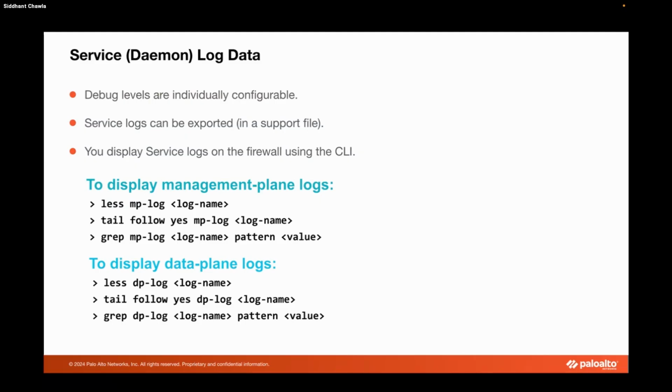Service log data or daemon log data. Debug levels are individually configurable. Service logs can be exported in a support file. You display service logs on the firewall using CLI. So whenever we talk about debug level, most of the logs are generally by default in info mode. Whenever you want to collect a debug of any of the service logs, you can configure it.